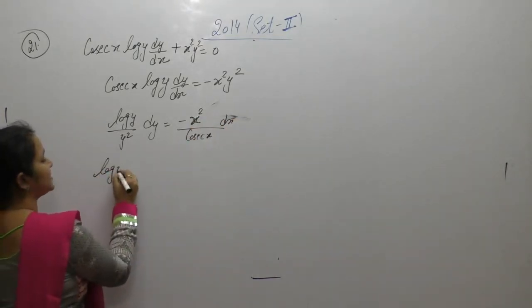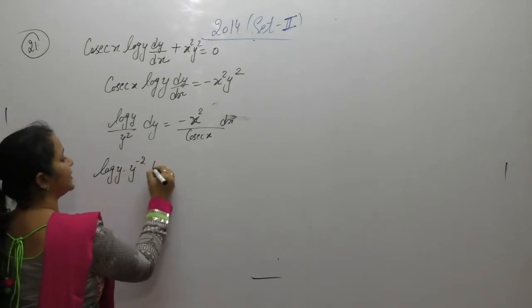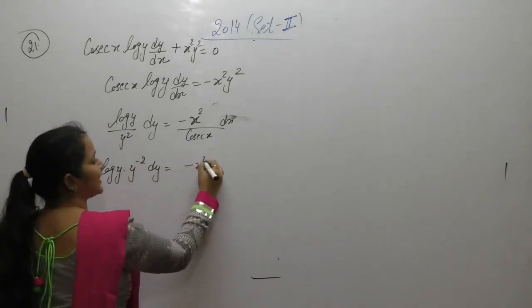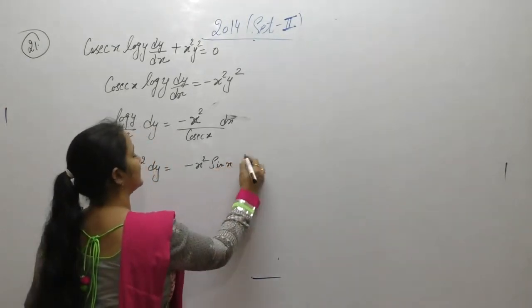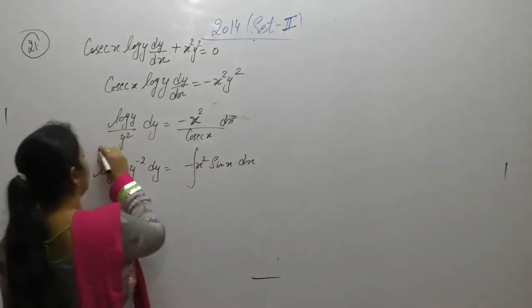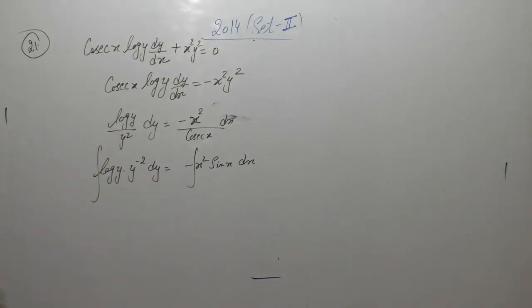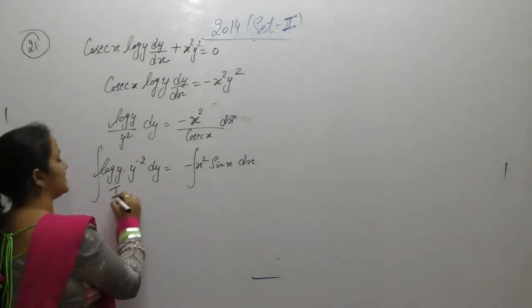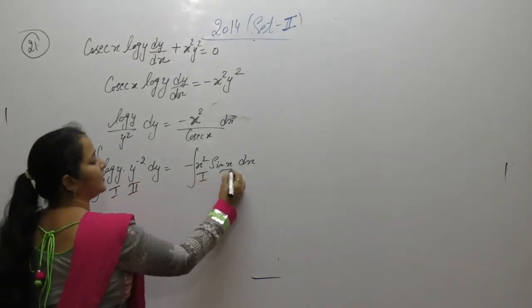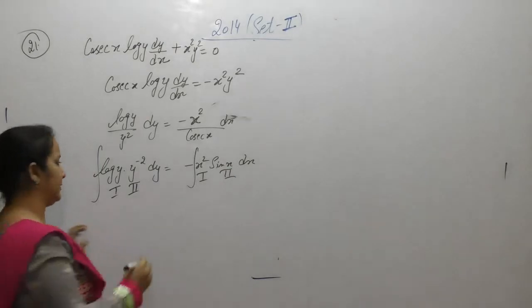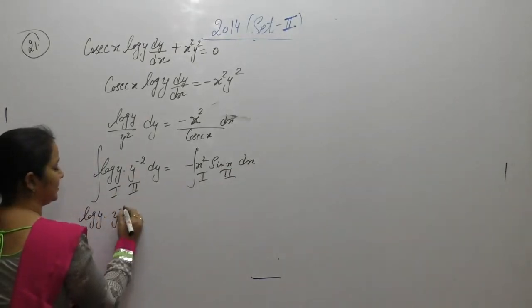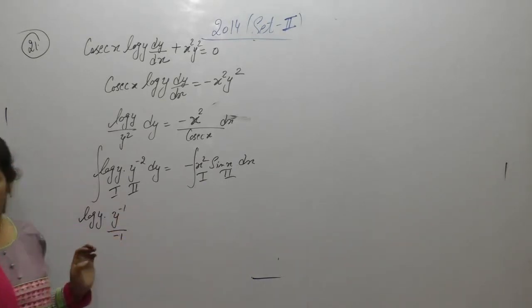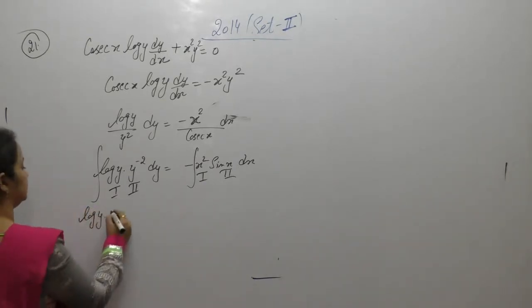We can write it as log y into y power minus 2 dy. Cosec is 1 upon sine, so minus x square sine x dx. Integrate both sides. ILATE: logarithmic as first, algebraic as second, trigonometric as second. First function as it is, integral of second. Integral of y power minus 2.